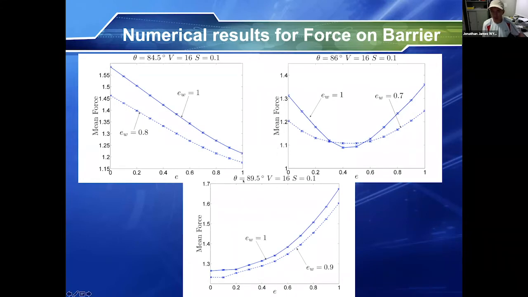However, if you go to very big angles, close to 90, you can obtain the opposite effect. As you increase the coefficient of restitution, you actually increase the force on the wall. And there's a narrow range where sometimes it decreases. Basically, it's a non-monotonic function of E. And again, that's a big surprise. Why is that? That really is something you would never anticipate.